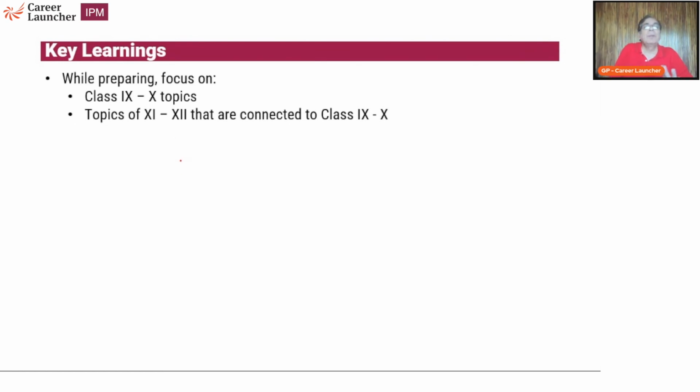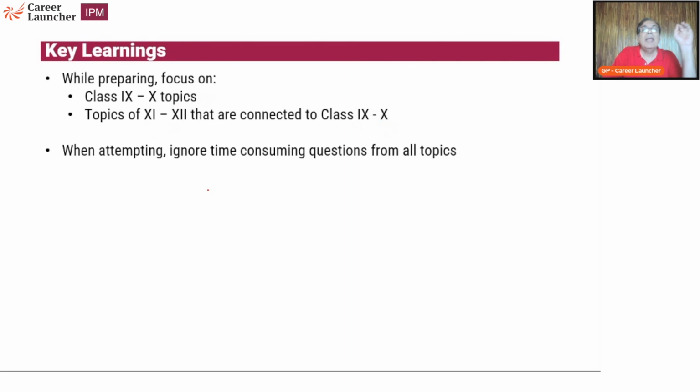First, while preparing, focus on 9, 10 topics and topics of 11, 12 that are connected to 9, 10. So forget calculus, forget integration, forget the permutation combination. If you don't understand them, if you're not okay with them, just don't worry about it. Even if you had maths in 11, 12, I'll say this is the easier part of the paper. Even if you have 11, 12 maths, even then you'll find 9, 10 topics are easier and you'll be able to solve them faster. Okay.